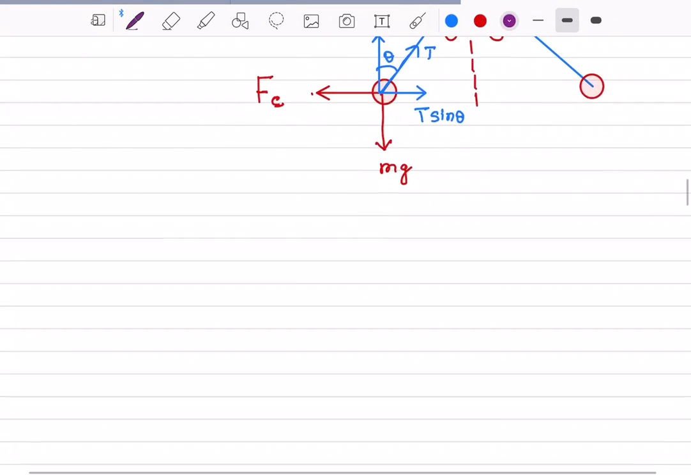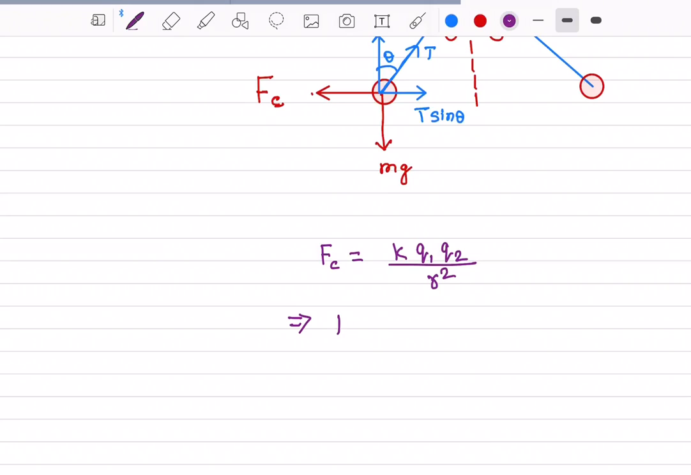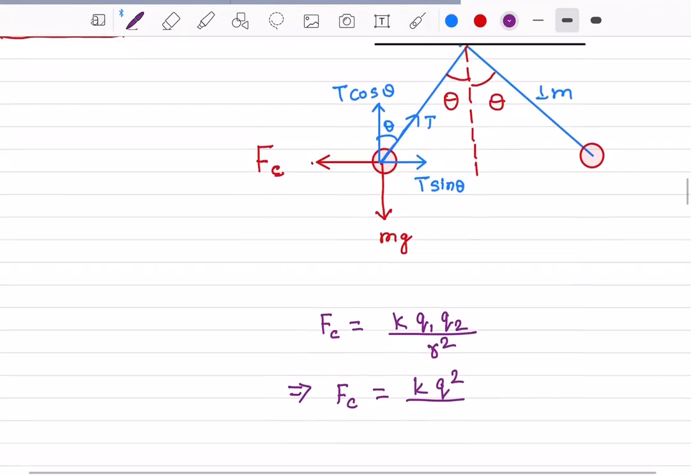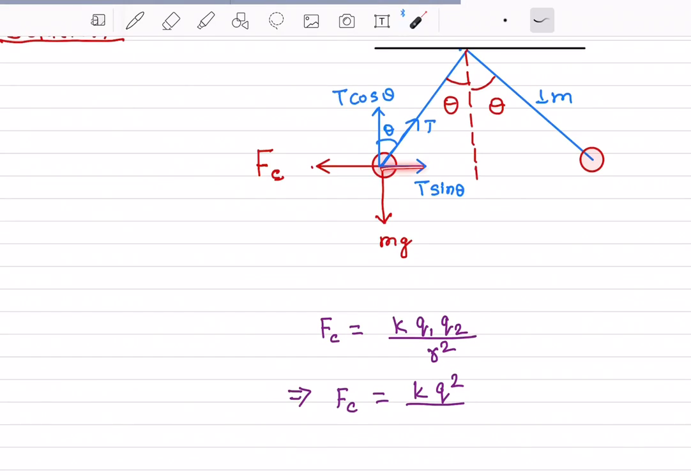Now let's write down the Coulomb force. Find out the magnitude of the Coulomb force. The Coulomb force is given by K Q1 Q2 over R squared. So this is the Coulomb force. Let's write down K, and these two charges are equal charges, so I'm just writing down Q squared. Now let's find out R.